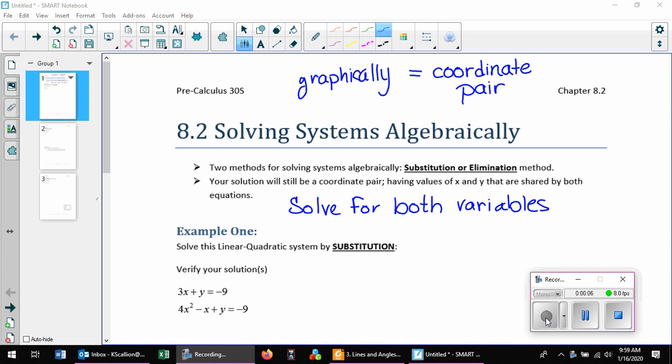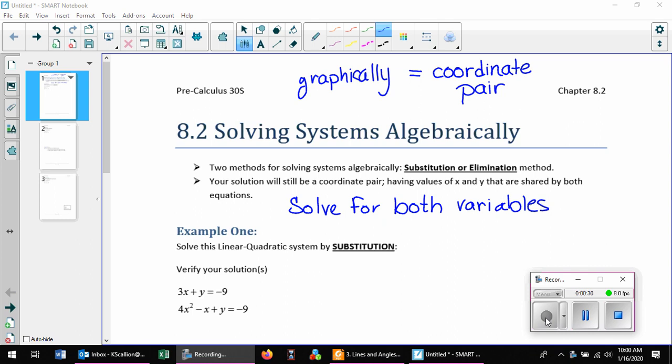Okay, so graphically we solved and we got a coordinate pair, the place where the graphs cross. So for this, when we do it algebraically, I prefer algebraically, just because I like that exactness. So systems, we used to do 3 variables, and I really enjoyed that. This is my favorite lesson of everything.